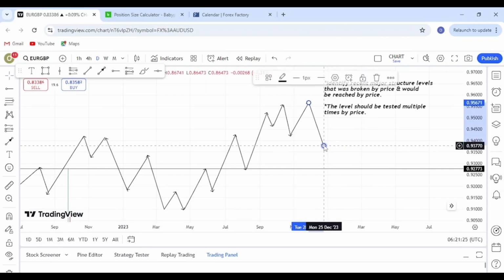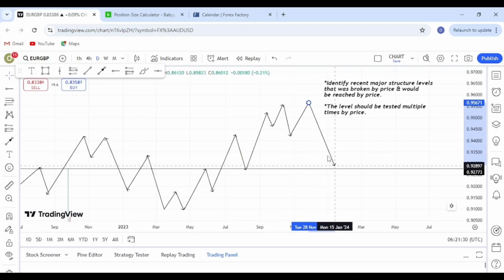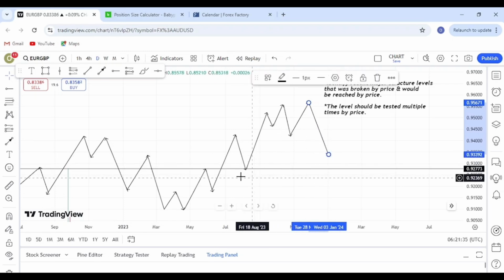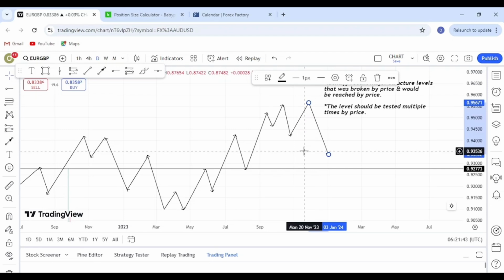Now, looking at this structure level, this is the recent level that was broken by price, and this is the next level that will be reached by price. This is a level that pushed price massively. Looking at any pair at all, from the current market price, you should be able to tell what will happen if price moves to the upside or to the downside. You should know the exact spot you should be looking for your sells or your buys, depending on what price does. If price keeps moving to the downside, I'll obviously be looking for buys at this level.